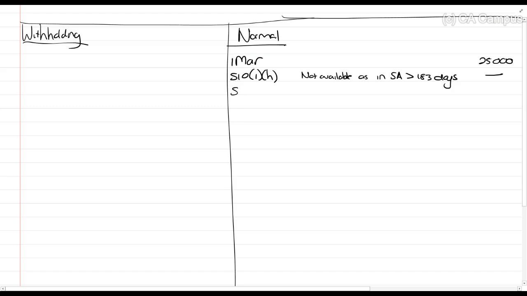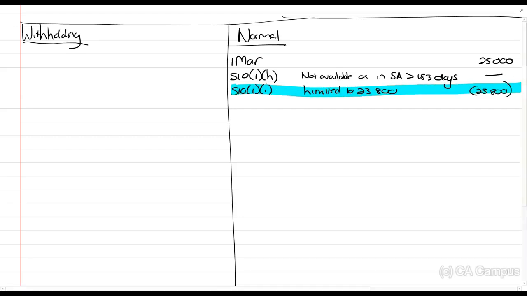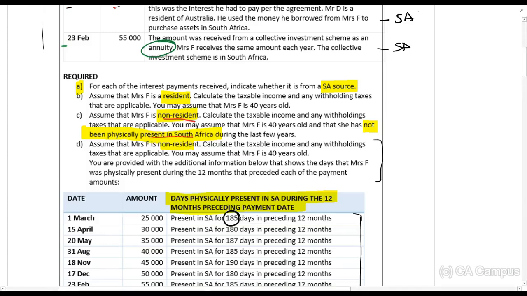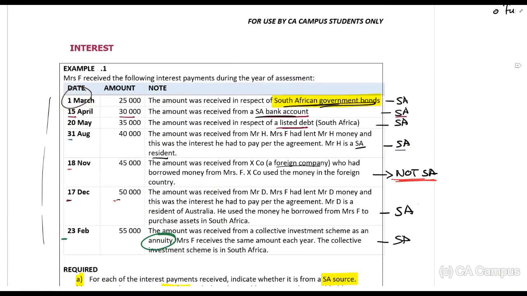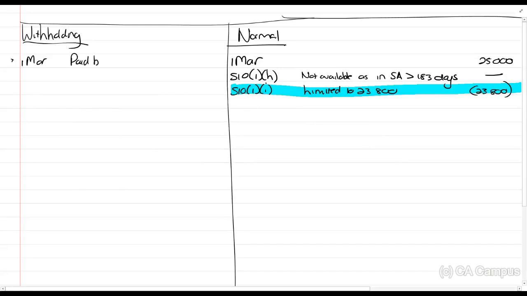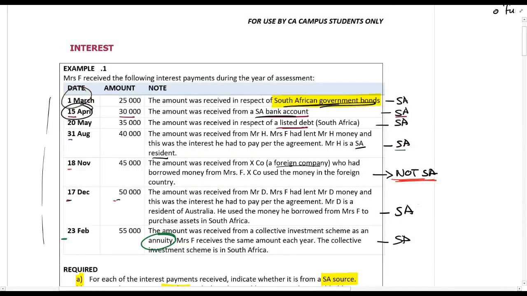If you don't get that, then you get your section 10(1)(i) interest exemption. The person is younger than 65, so this is limited to 23,800 rands. I just want you to see you've now used this up. It's been fully used. Then we go to our withholding tax side, 1st of March. What do we know here? This was paid by the South African government, so it's exempt.